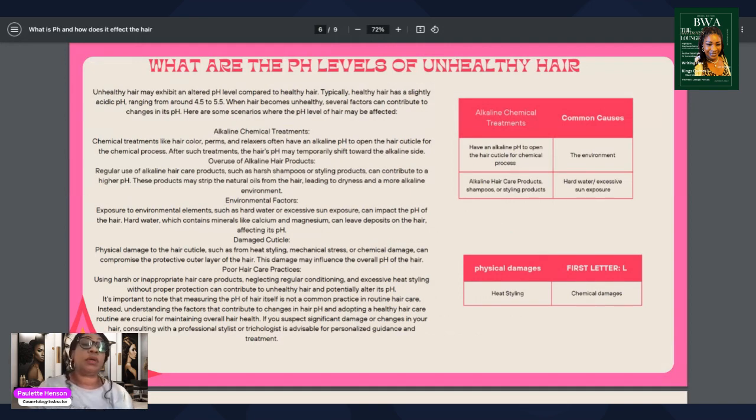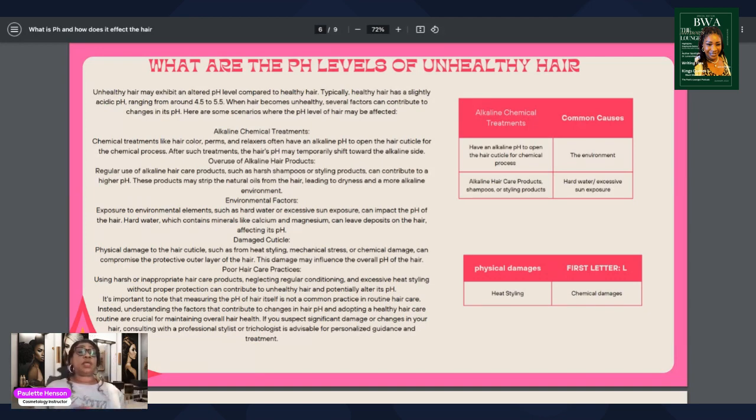Now, again, what are the pH levels of unhealthy hair? We want to know that, right? So that we can help to formulate our colors better. We know which color to use, alkaline color versus an acid color.